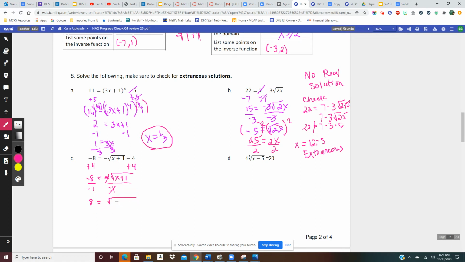So look here. I have square root of x plus 1. I have the square root isolated. Square root of something can give me 8. So you want to be able to keep solving this. So to get rid of the square root, I'm going to square.